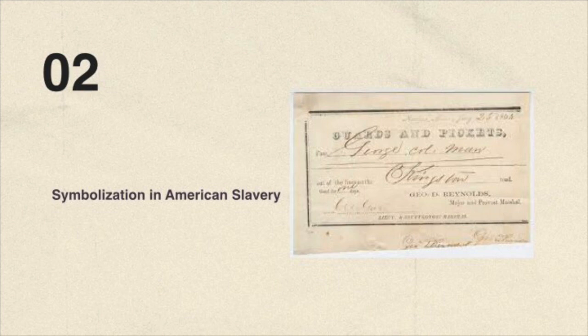Another example of symbolization is that slave codes in some areas required the slaves to have documentation to travel. These documents would be known as slave passes. By requiring slaves to have documentation, it required them to identify themselves. Slaves were also not allowed to sell or buy anything without permission and the proper paperwork saying they could buy or sell things from their owner.